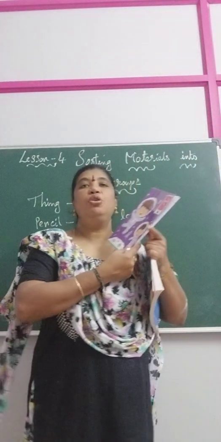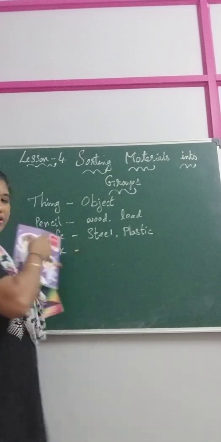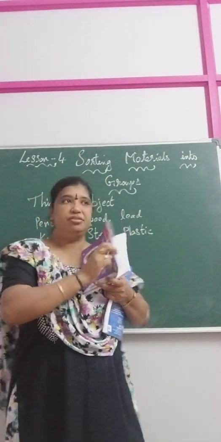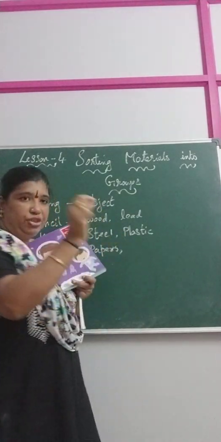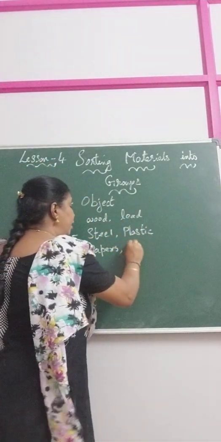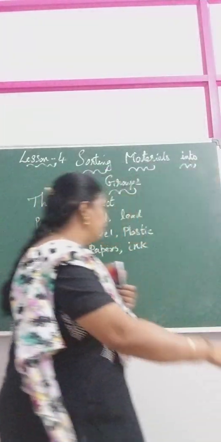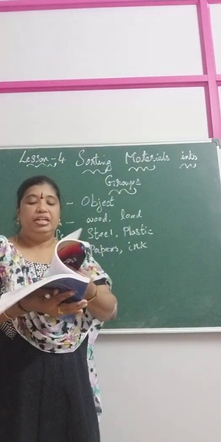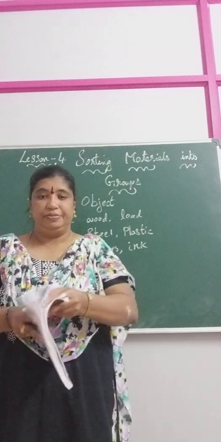Now, we have a notebook. Right? What all do we have in the notebook, children? It is the papers that are present inside. And then you write with your pen. Pen means it is nothing but the ink that you use over there. Right? So, all this put together, we get the book. So, these are all the different things which are present around us.